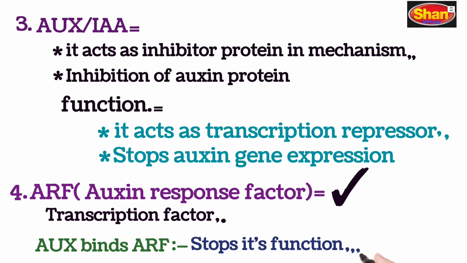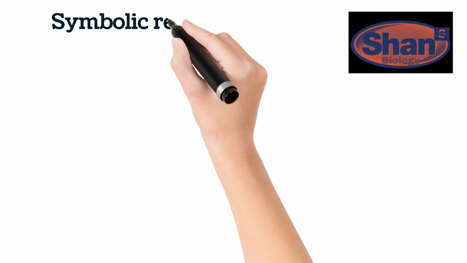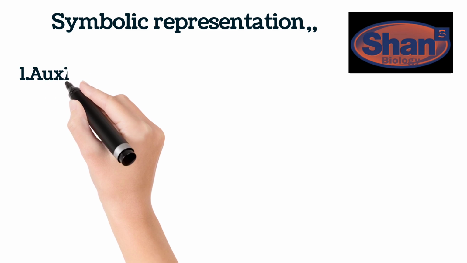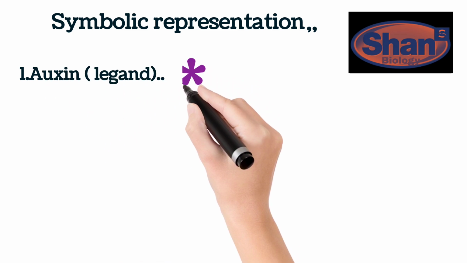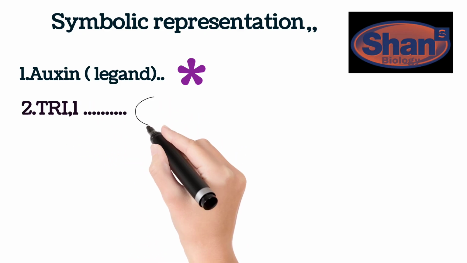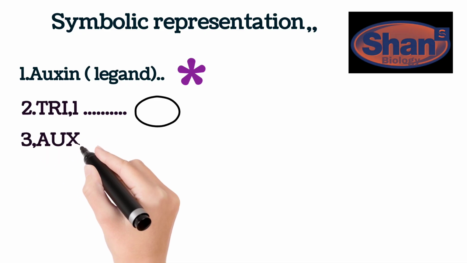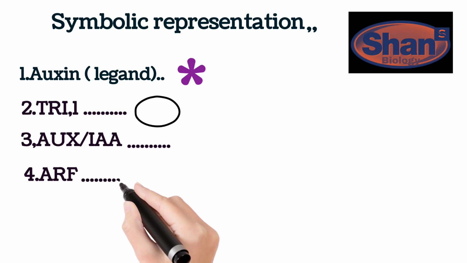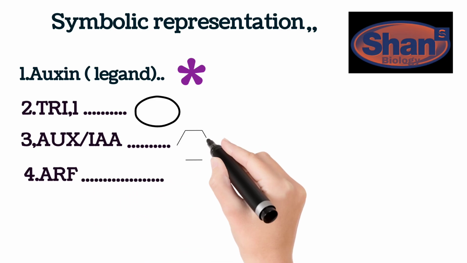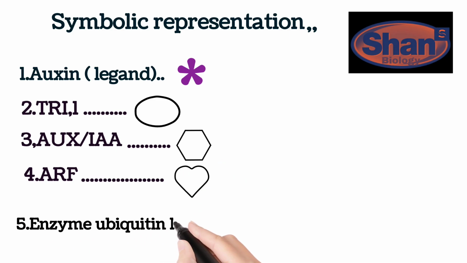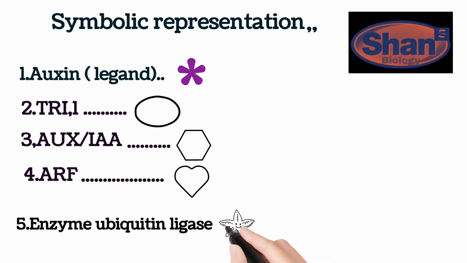Now to understand the mechanism beautifully, let me tell you symbolic representation of different proteins during the mechanism. Suppose, for example, for auxin ligand we can use a symbol like this. Accordingly, for TIR1 protein we can use a symbol like this. There are a few more proteins, AUX. Accordingly, for ARF we can use figures like this. Later on we can apply these figures during the mechanism to understand it beautifully. For TIR1 enzyme we can use a modified star like this.